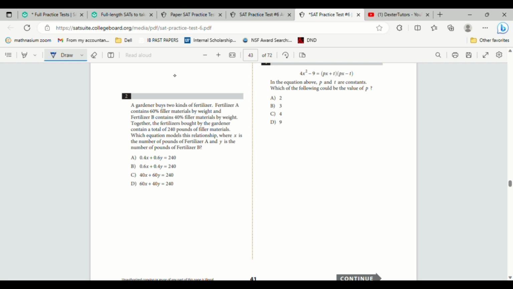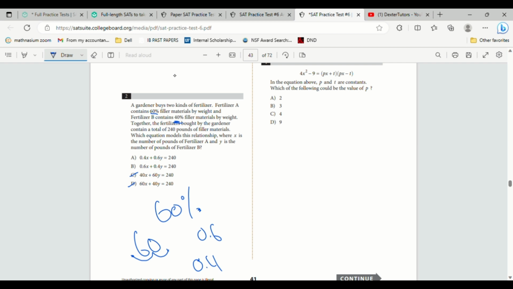So, whenever we're given percentages, we always convert those to decimals. So 60%, we imagine a decimal being at the end of the number. We're going to move over 2 places to the left, which is the same thing as dividing by 100. So now we have 60% as a decimal is 0.6, and 40% as a decimal for fertilizer B is 0.4. And now we can cross out options C and D because they contain whole numbers.